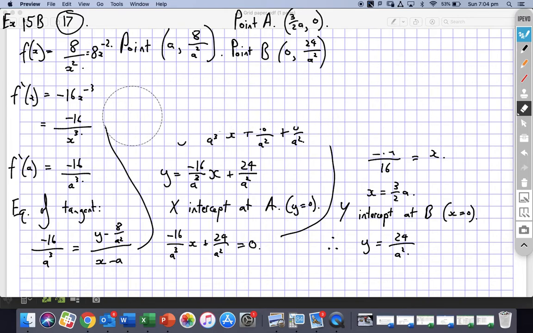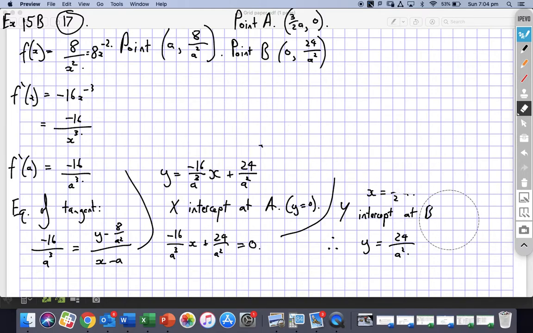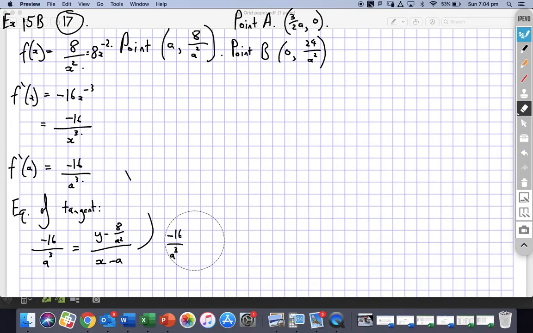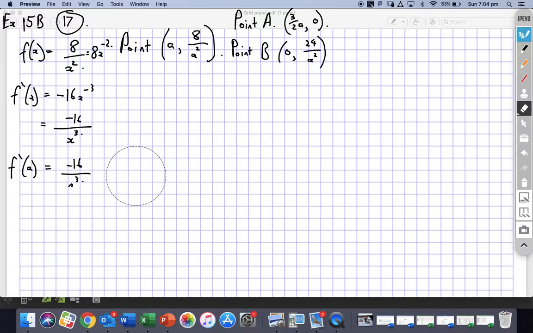Now I'm going to make a bit of room here. Just thinking, what do I need for the next part? Hopefully I'm not going to erase too much. Let's find out.